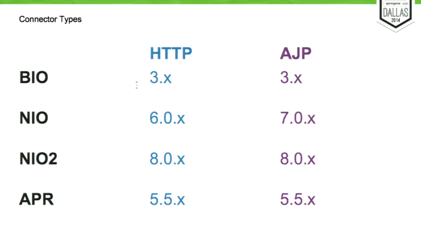Just as I mentioned before, these are the version numbers where these connectors became available. So you can see that BIO goes back to the original version of Tomcat, and the NIOs were added as we went along.